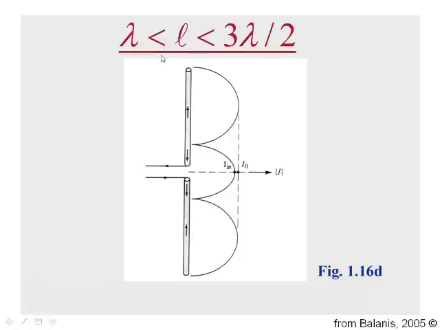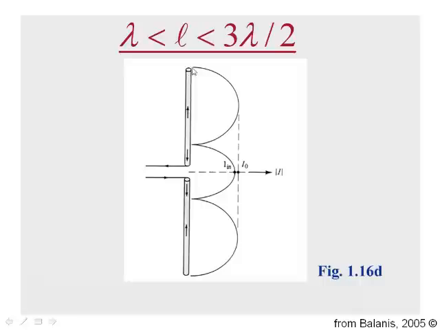And similarly, if I peel off longer segments of wire, my length being greater than lambda but less than 3 lambda over 2, what I'll have is, of course, a 0 at the end, a maximum, a null, and then another maximum or partial maximum, depending upon just how long the antenna is. For example, if this was a 3 lambda over 2 antenna, then I would have another maximum here at the driving terminals.